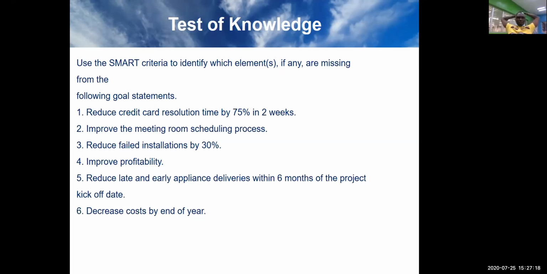Anyone? I will be more into the measurable parts. Why? Because I know the percentage I want to reduce by, but I don't know what I'm coming from. So the measure is a little bit unclear. Yeah. Okay, that's a good one. Any other person?